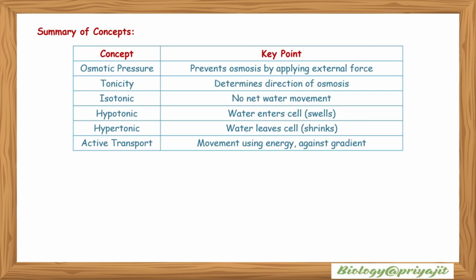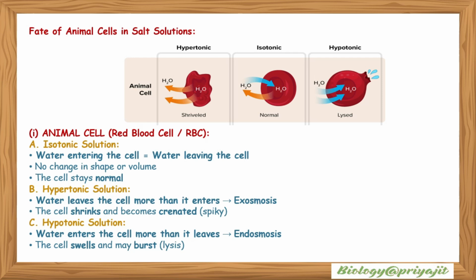This is the summary. The fate of an animal cell in salt solution: isotonic solution, hypertonic solution or hypotonic solution. In case of isotonic solution, as we have mentioned earlier, there is no change in shape or volume of the cell. So water entering the cell is equal to the water leaving the cell. So the cells remain normal in case of isotonic solution. But if we put the cell in hypertonic solution, water leaves the cell more than it enters. So exosmosis occurs and the cell shrinks and becomes crenated or spiky. In case of hypotonic solution, water enters the cell more than it leaves, that is endosmosis, and the cell swells and may burst. This is called lysis.